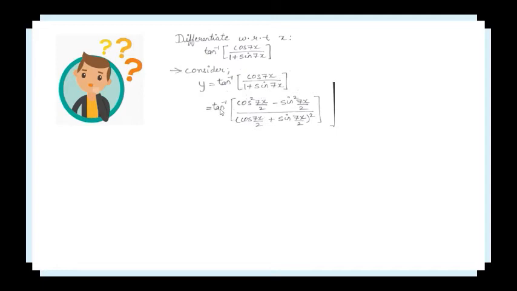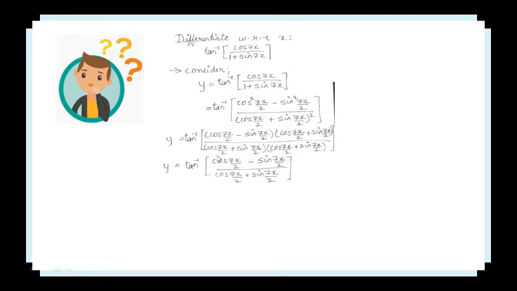So what is the formula? Tan inverse of cos square 7x by 2 minus sine square 7x by 2, and the denominator will be cos of 7x by 2 plus sine of 7x by 2 whole square. The numerator is in the form a square minus b square, and the denominator is a plus b whole square. So I can write the numerator as a plus b, a minus b, and the denominator as a plus b, a plus b.